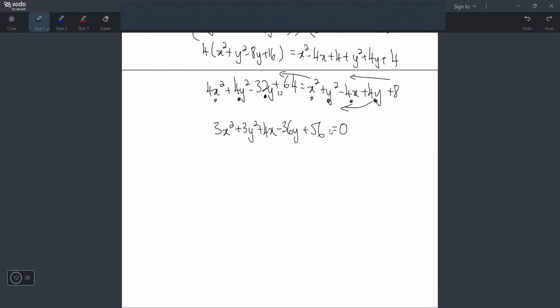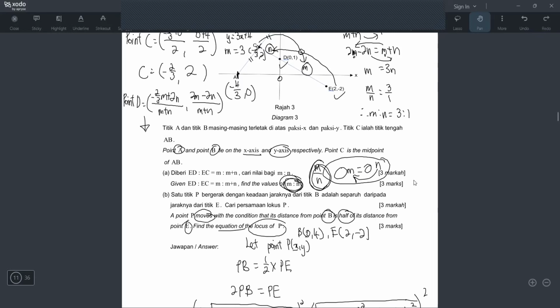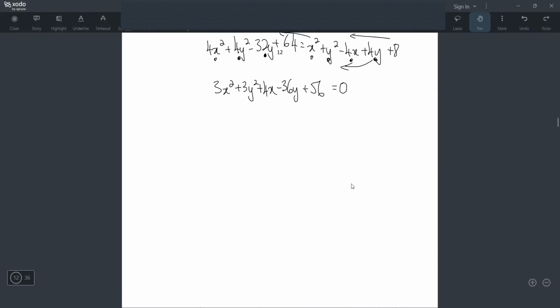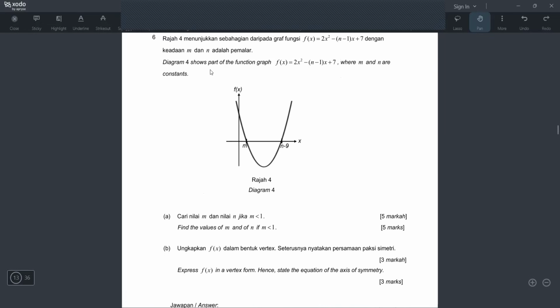Okay. Did I do everything correctly? 3x squared plus 3y squared plus 4x. Yeah, this is correct. So this is the answer. So did I finish the question? Yes. So full marks, 6 marks, right? So this is how you do a locus question.